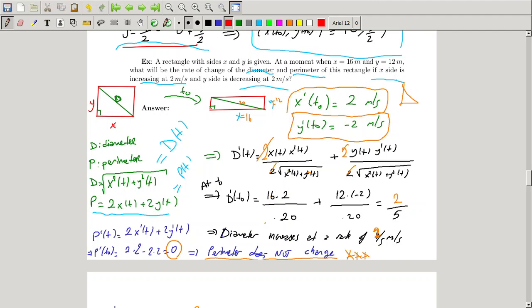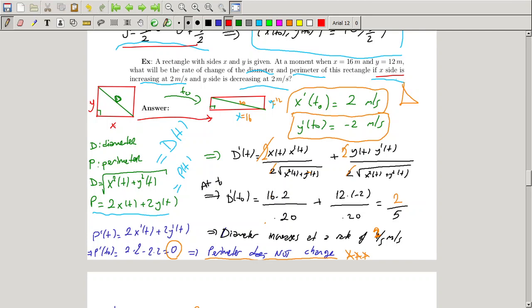At a moment when x is equal to 16 and y is equal to 12, what will be the rate of change of the diameter and perimeter of this rectangle? If the x side is increasing, it means x is increased to get this form, and y is decreased to get that form.